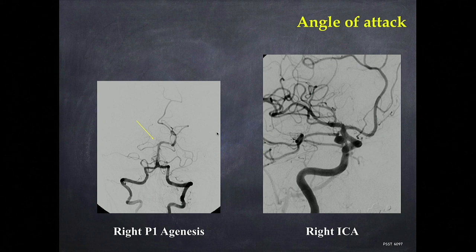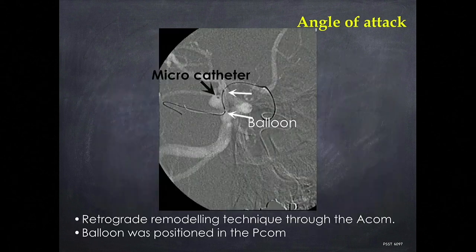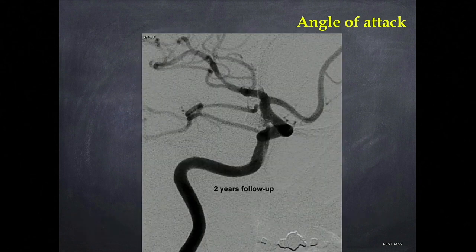So the best approach is to come from the ACOM, and you arrive from the upper part. If you arrive from the upper part of the internal carotid artery, you place the balloon. These are the two markers, and this is the microcatheter which is coming here. In such a way, you protect the origin and the patency of the PCOM. This is the 2-year follow-up for this patient. You can go from the carotid artery to the basilar artery.